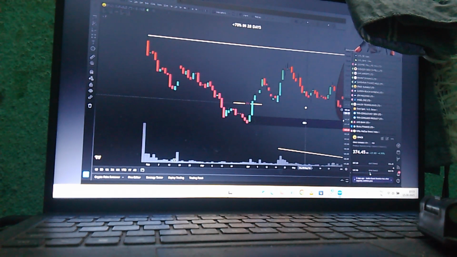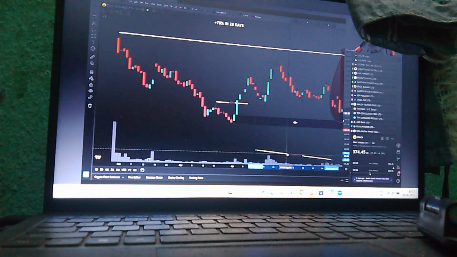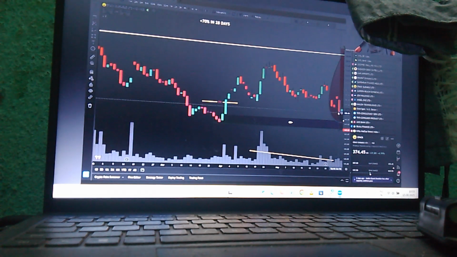Now, the price comes right here, gives me a green candle closing. While the price is coming here, I can see a volume dry up. Everything is fine for me. I've taken my entry. My stop loss is here. My target is above this high.